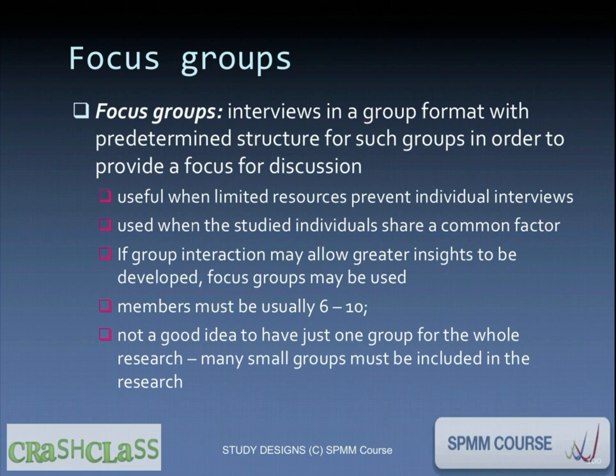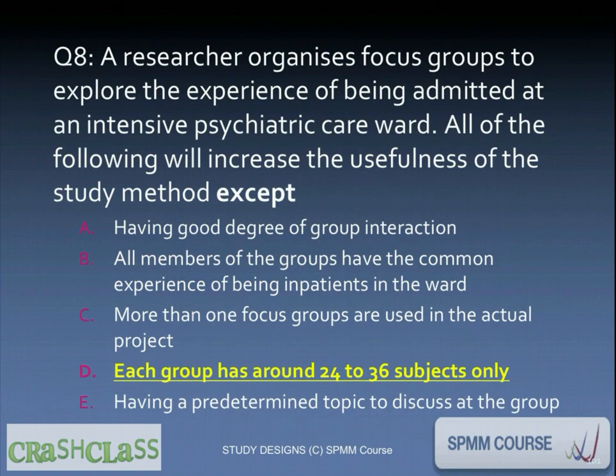And it's not a good idea to just have one focus group for the entire qualitative research study that you're doing. Have multiple focus groups. Try to collect the same category of data you want from different group of people. So in this question, everything is useful in a focus group except one. Having good degree of group interaction is useful. Having all members of the group sharing something in common is useful, so they have something common to talk about. More than one focus group are useful. Each group has around 24 to 36 subjects. That is not going to be helpful. So this is an unhelpful option. So D is the right answer.